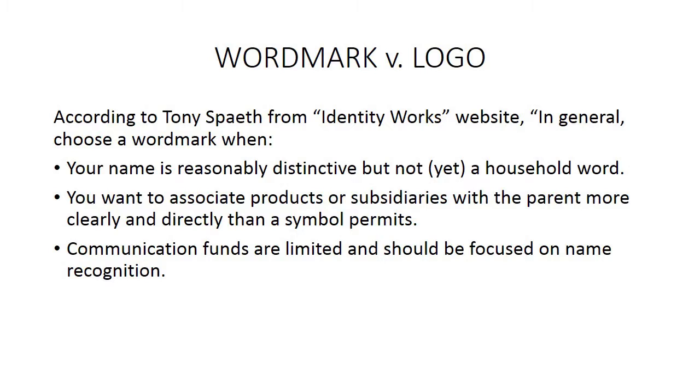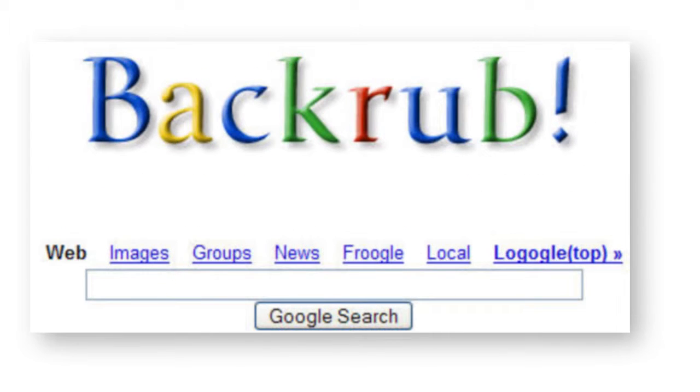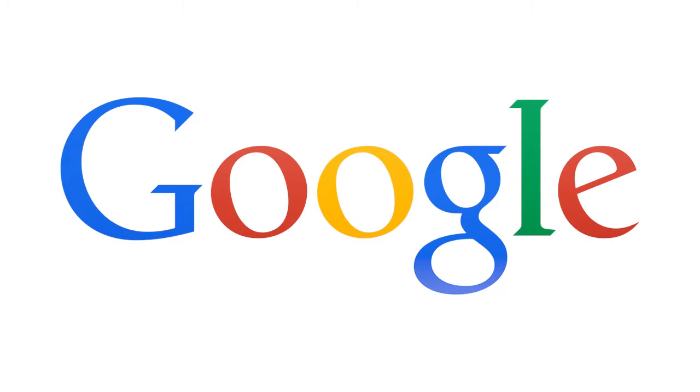When to use a word mark. Your name is reasonably distinctive, but not yet a household word. Kind of like Google. That's very distinct. Although I've heard that Google originally wanted to be called Backrub, which I find very odd, and I think they're probably very happy they chose Google, because now Google is not just the name of a company, it's a verb that we use. We Google each other, we Google different companies.